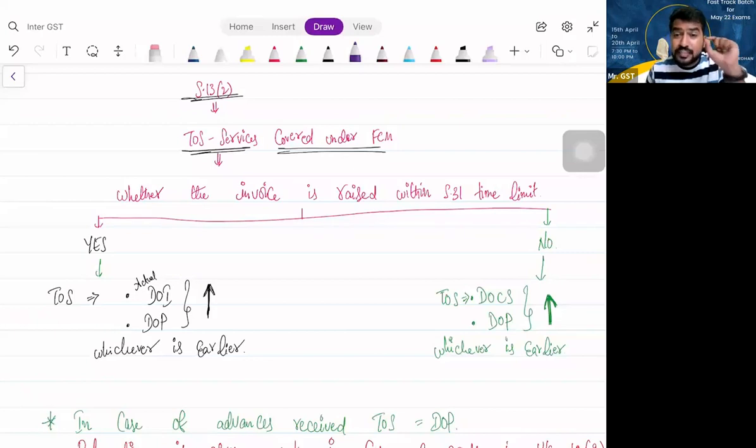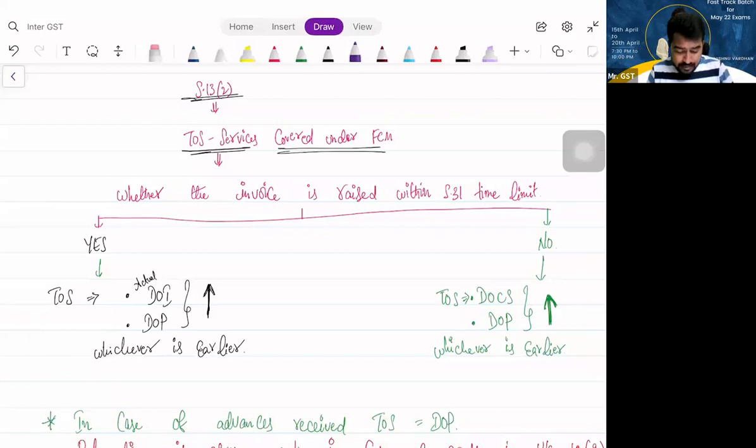Whether you have raised the invoice within the section 31 time limit. What is the time limit to raise invoice generally? 30 days. Correct? Generally, the time limit to raise invoice is 30 days. So I am asking you whether you have raised the invoice within 30 days, within section 31 time limit or not. What can be your answer? Either yes or no. There are two possibilities. Answer may be yes or answer may be no.